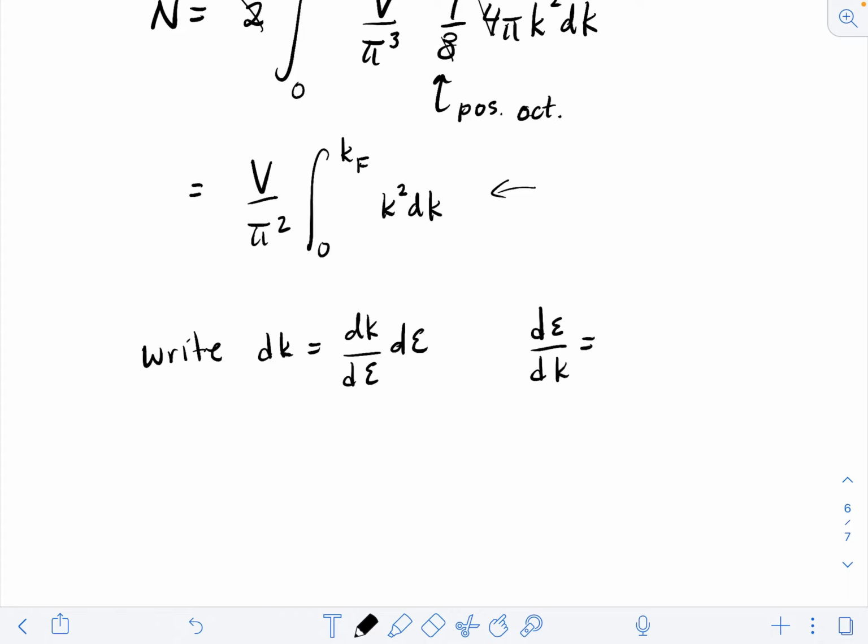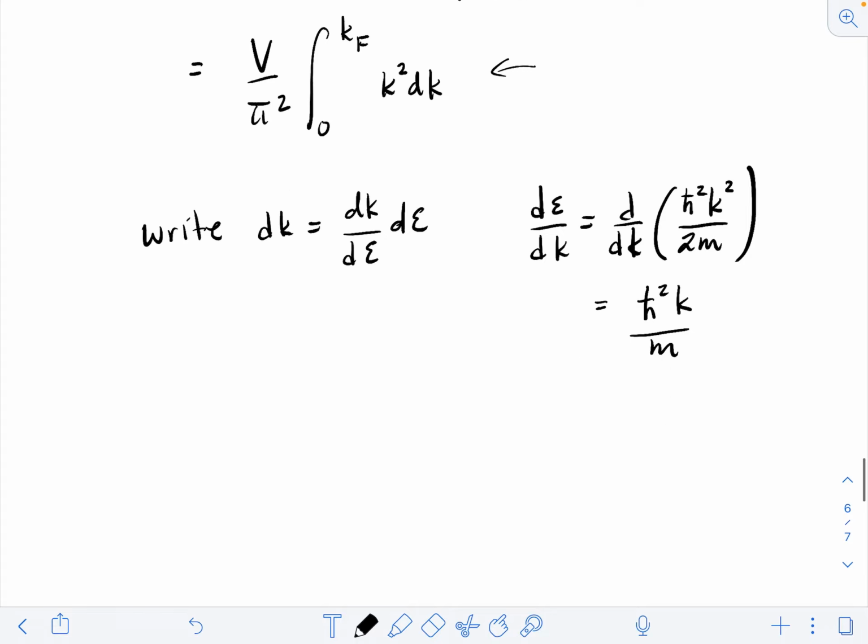d epsilon dk is d by dk, and for non-interacting particles, the energy is just kinetic energy. It's h bar squared k squared over 2m, and so when you evaluate this, you get h bar squared k over m. Okay, so therefore this dk d epsilon is the inverse of that. It's m over h bar squared k.